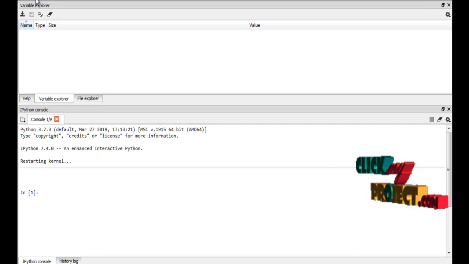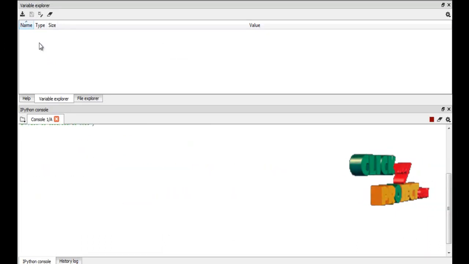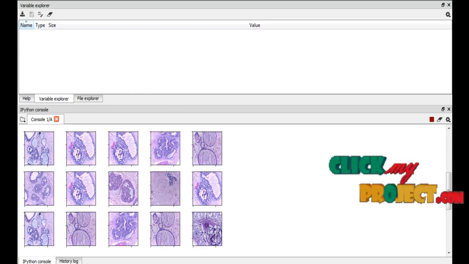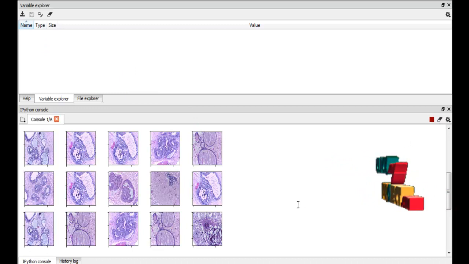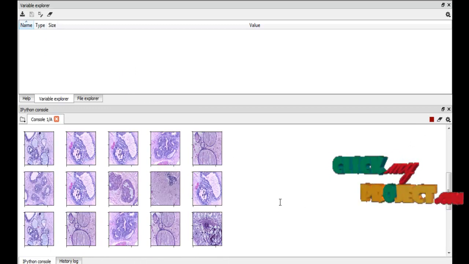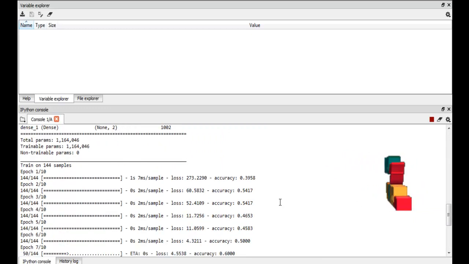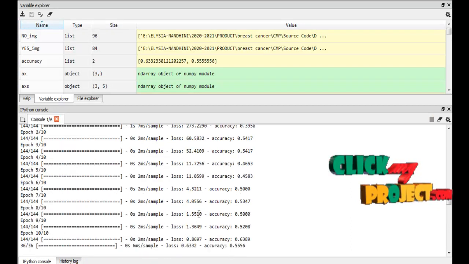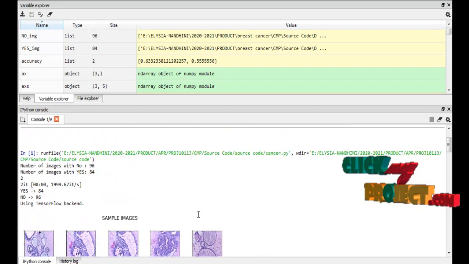Okay, finally we are going to see our output part. I will just run our process. It is running. After running our program, I will explain our output part. Okay, this is our output part.